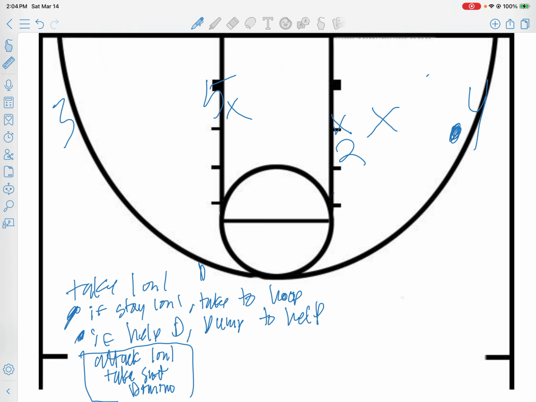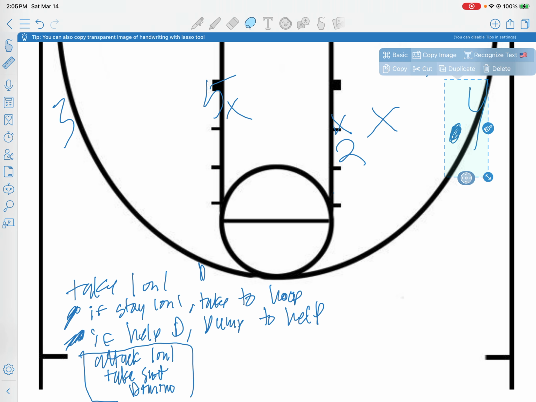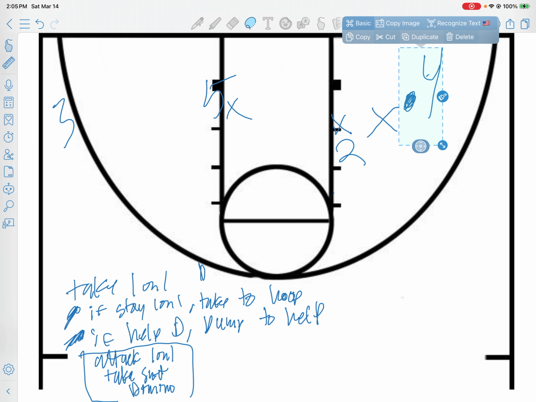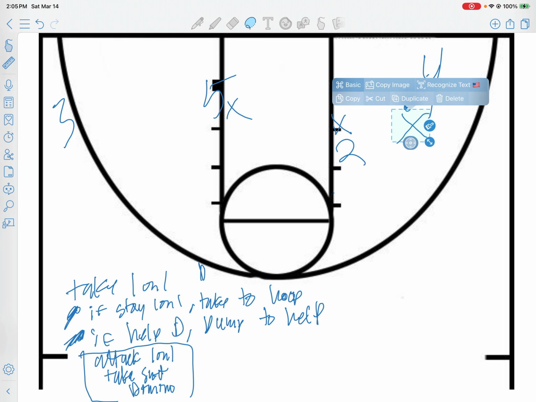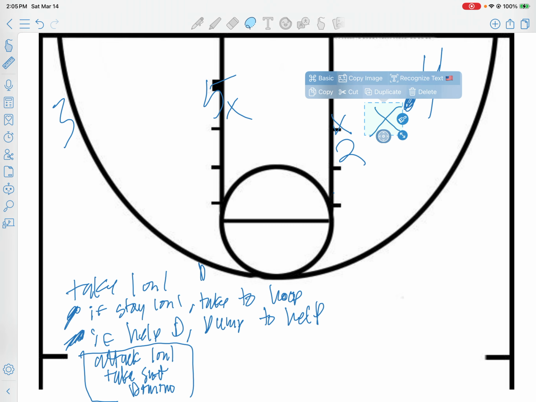All right. Stays one-on-one, you go to the hoop. Help defense steps up, dump it to the help side. Once you dump it off, then this guy needs to make their decision. Most of the time, they can pop up for a shot or they can drive in because this guy recovering is going to come pretty quick. So use his speed against him.